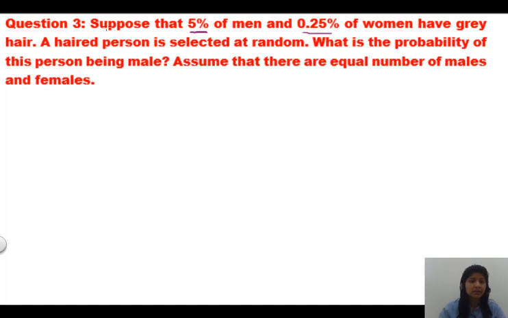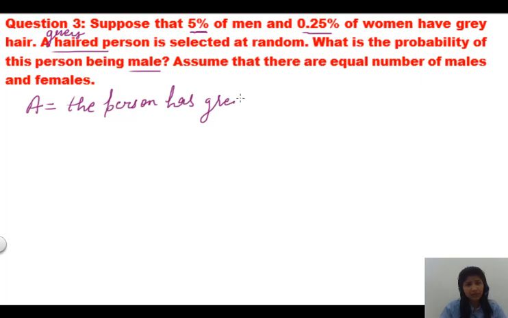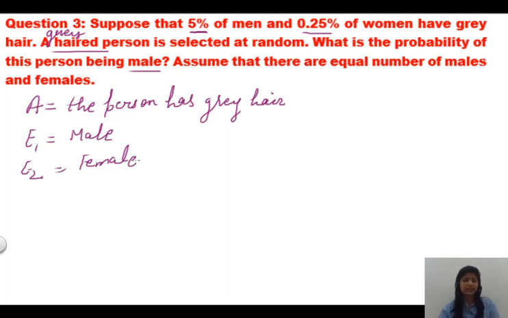Then they are saying a gray haired person is selected at random. What is the probability of this person being male? That means we already know what is selected, that the person has gray hair. What we have to find out is that he is a male. So we'll consider one event E1 of male, and E2 that the person selected is a female.